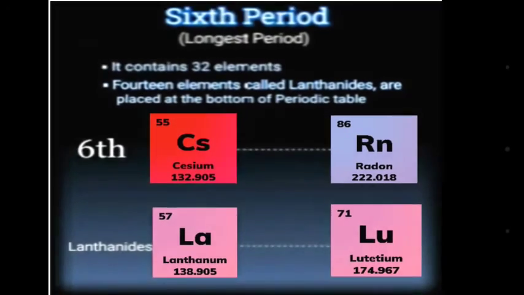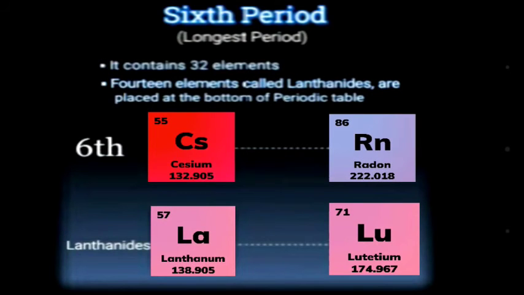Then the sixth period is called the longest period. It contains about 32 elements. It starts from cesium and ends on radon. It contains a 14 element series that is called the lanthanides.